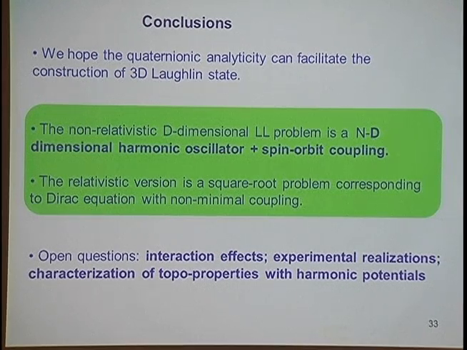This problem can also take a square root to find the relativistic version. But so far, what we've done is within single particle physics. It will be really interesting to see, if we add interactions, whether this quaternion version of analyticity can help to build up a higher dimension, for example, 3-dimensional Laughlin state, and also whether there are possible experimental realizations.